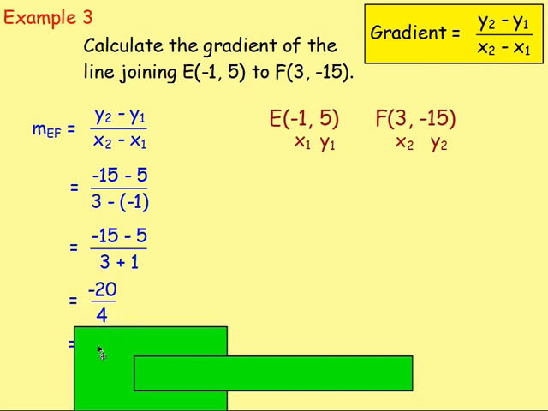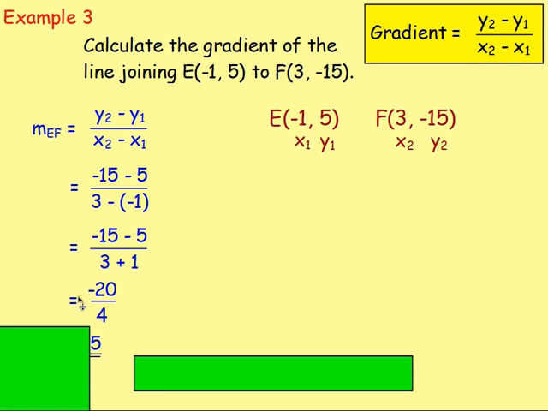Would we leave it as negative 20 over 4? No. Why not? Because we can simplify. If you simplify negative 20 over 4, 20 divided by 4 is 5. But we've got a negative and a positive. If you have a negative and a positive, your answer will end up negative. So we've got negative 5 for our gradient.